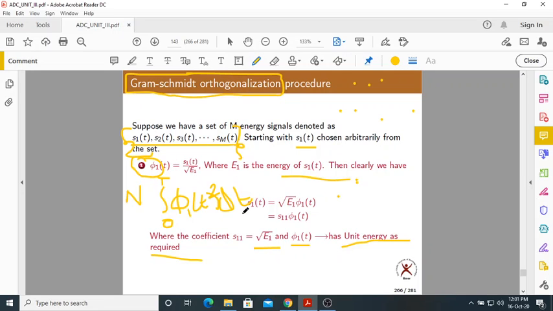Since I have only one basis function as of now, there is no question of checking orthogonality, because when I talk about orthogonality, we should have a minimum of two functions, isn't it? So as of now I don't talk about orthogonality, because I have found only one basis function. I can only check for unit energy, which I have done just now. Are you getting it or not?